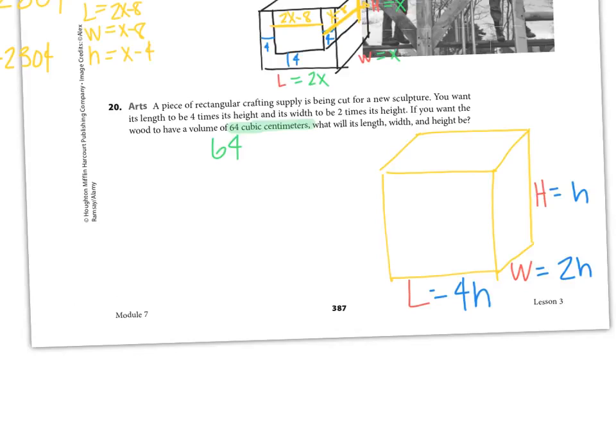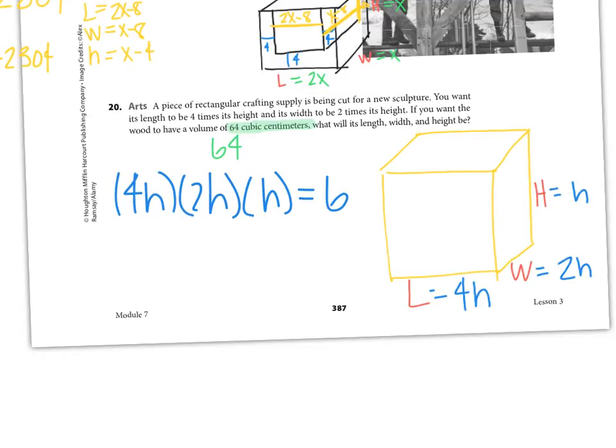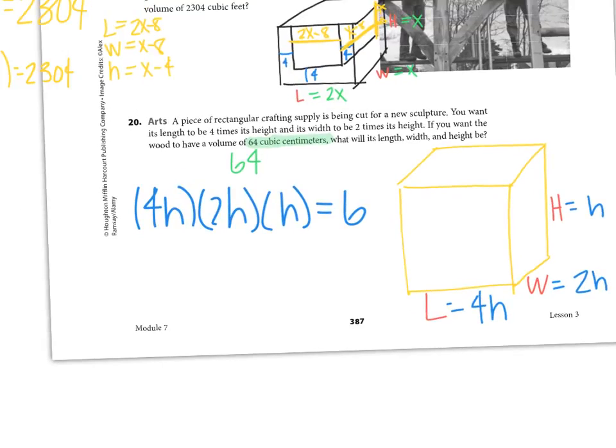But to find the volume, I do what? Length times width times height. So 4h times 2h times h equals 64. And what is 4h times 2h times h? 8h cubed equals 64. So you can move the 64 over and then factor, or you could solve it the way it is. That can be solved.